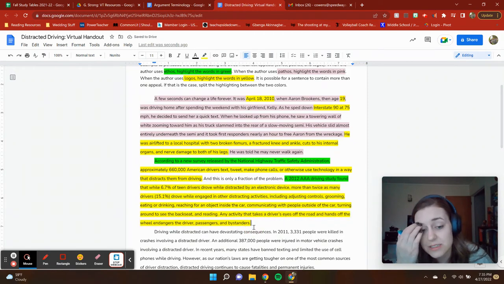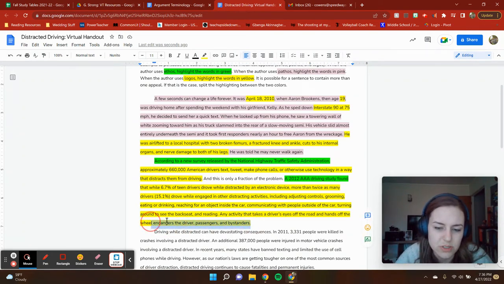Now that last sentence, let's look at it a little bit again. Any activity that takes a driver's eyes off the road and hands off the wheel endangers the driver, passengers, and bystanders. That also sounds kind of like she's trying to scare us a little bit, right? She's trying to make us feel like if we do this, we're endangering people. We could hurt them. If we're driving distracted, it could hurt people, right? She uses the word endangered.